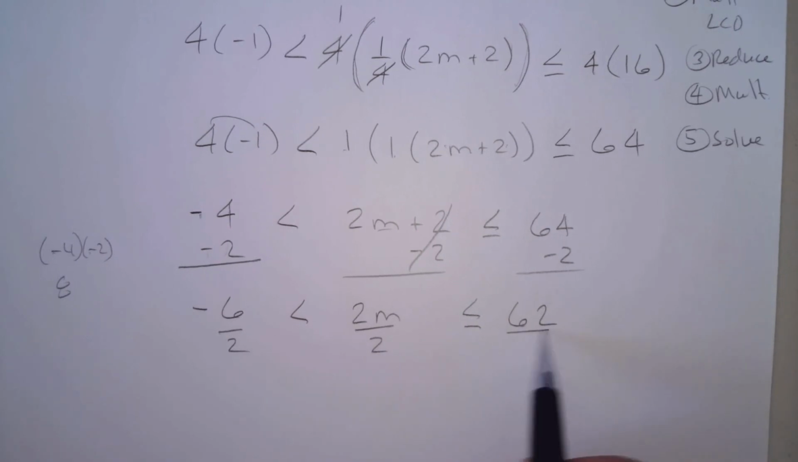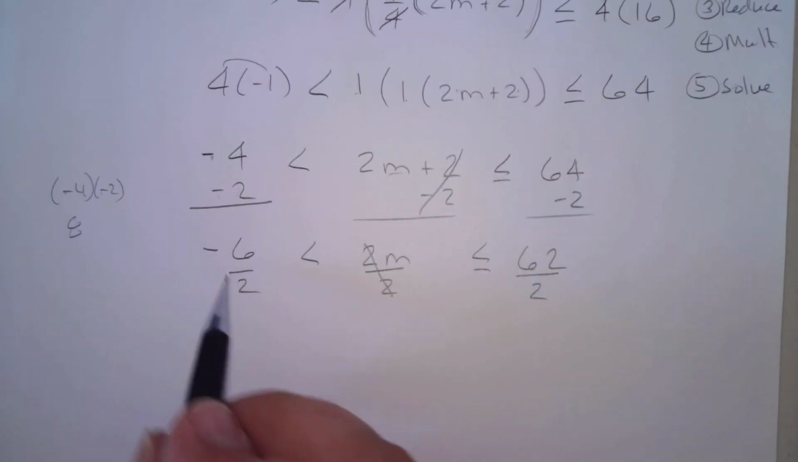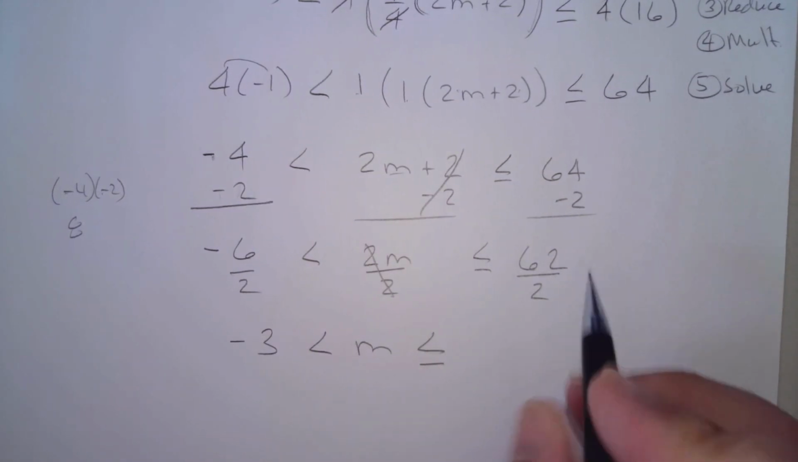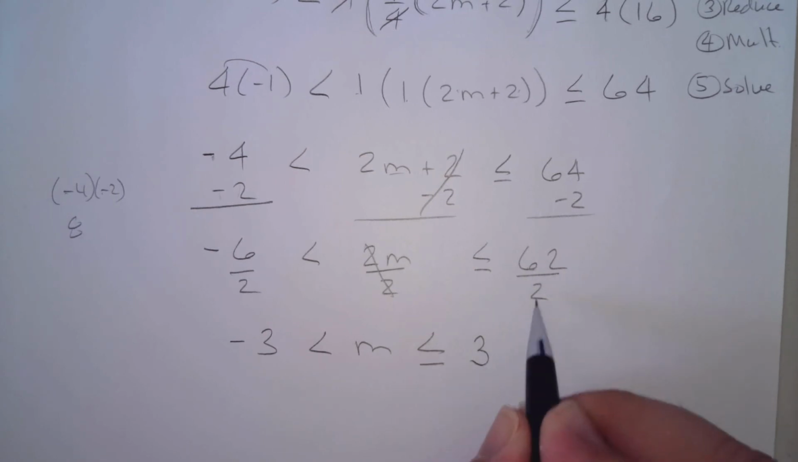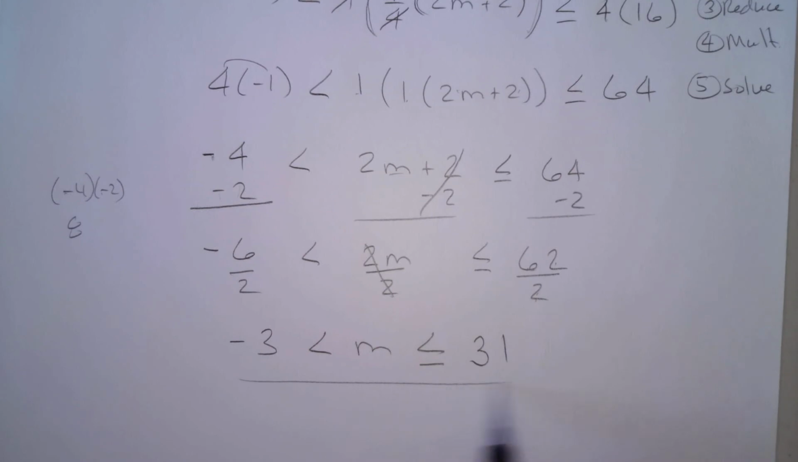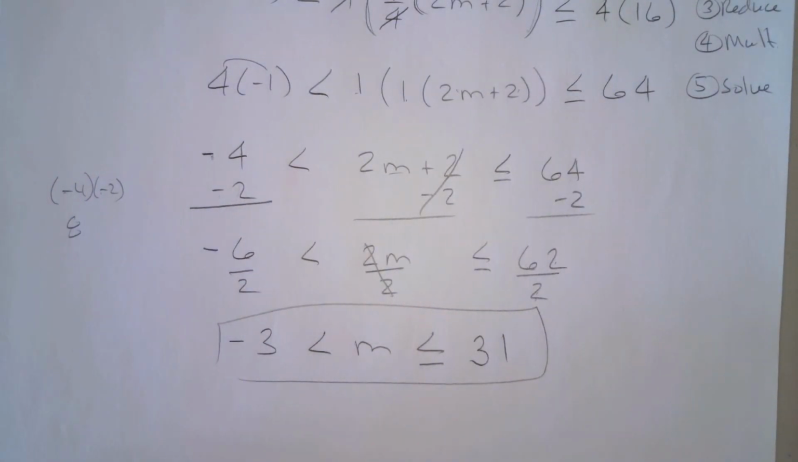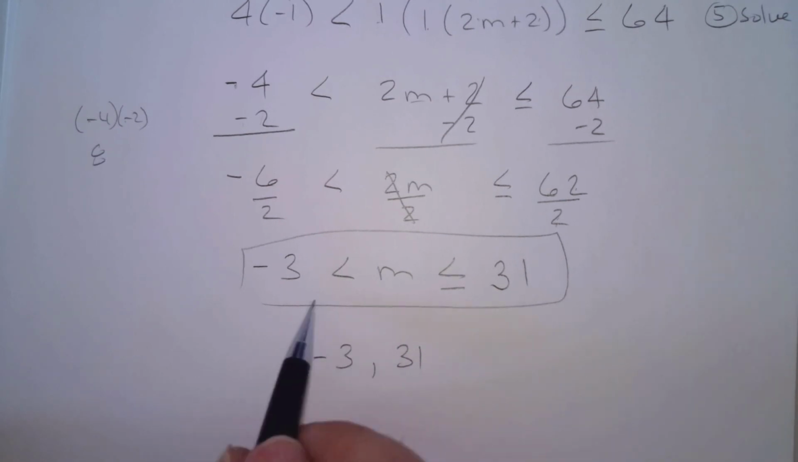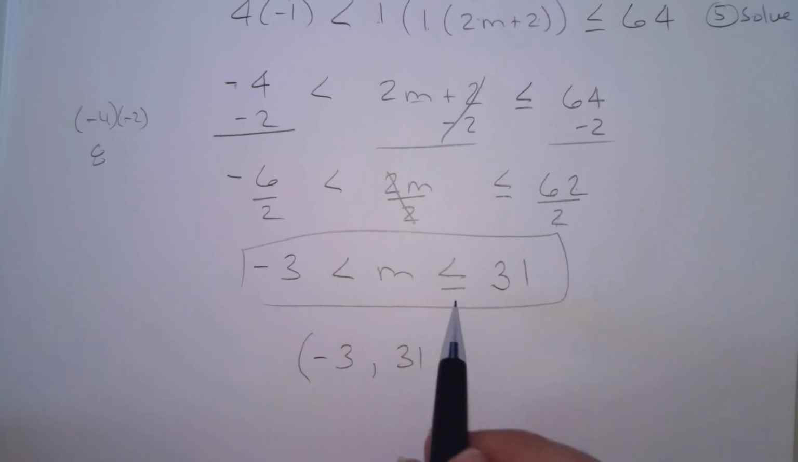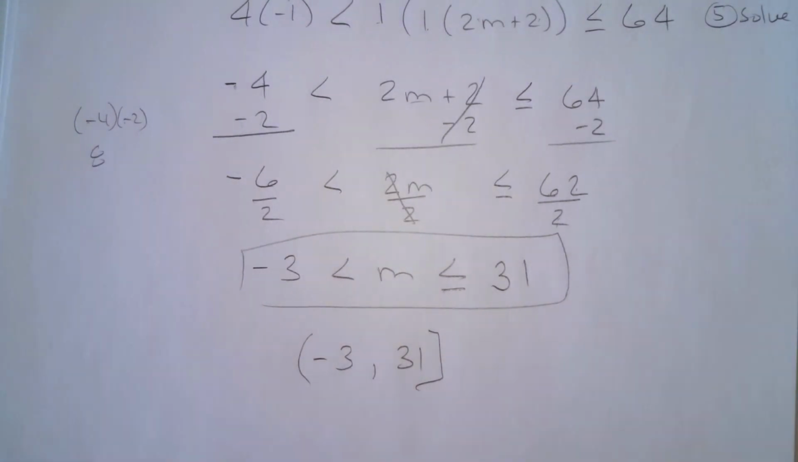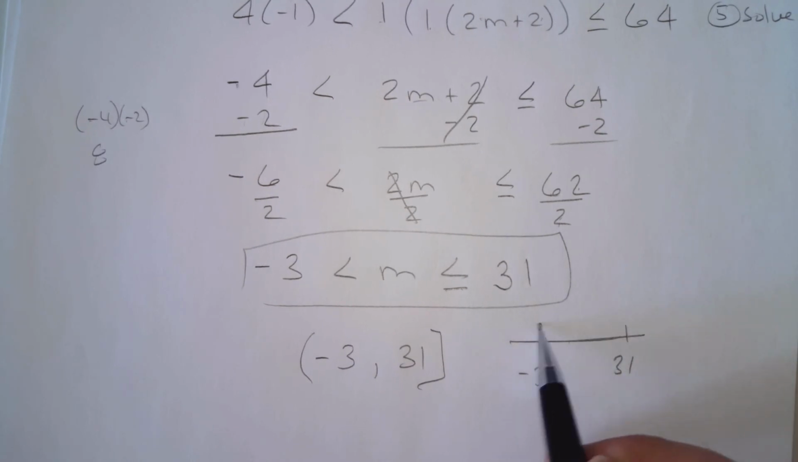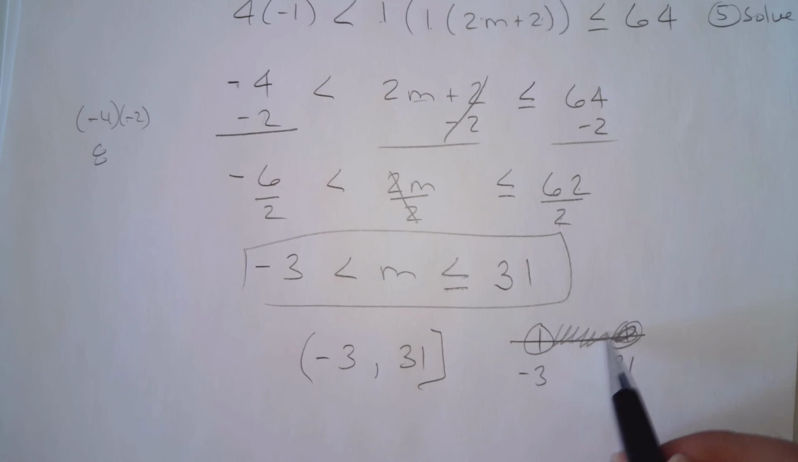Divide by 2, those cancel. -6 divided by 2 is -3. M less than or equal to 2 goes into 62, 31 times. So our endpoints are -3, 31. This one doesn't have anything, so it's a parenthesis. This one has a line, so it's a bracket. The graph would be open circle, closed circle, and x is between there.